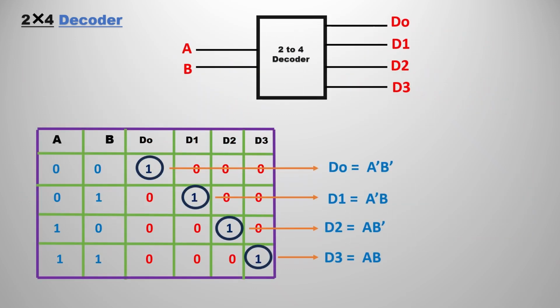Then we also require the output expressions for D0, D1, D2, D3. Here they are. According to the SOP format, where there is a 1, there we need to place the SOP or the min terms. In the first one, that is A bar, B bar. The second one is A bar, B. The third one, D2, is A, B bar. The fourth one is 1, 1, in which the selected line is D3, and the output would be AB.